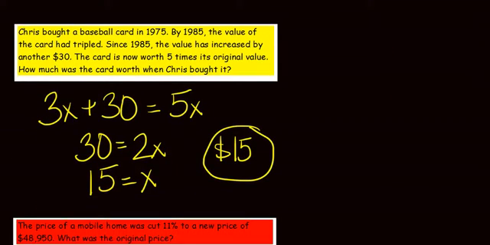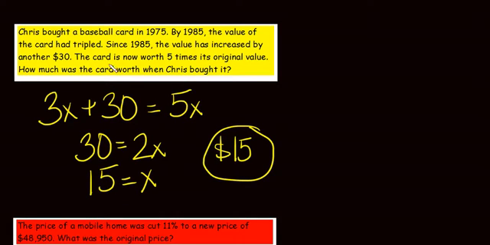Talks about Chris. Chris bought a baseball card in 1975. By 1985, the value of the card had tripled. And since 1985, the value has increased by another $30. And the card is now worth 5 times its original value. Well, how much was the card worth when Chris bought it?